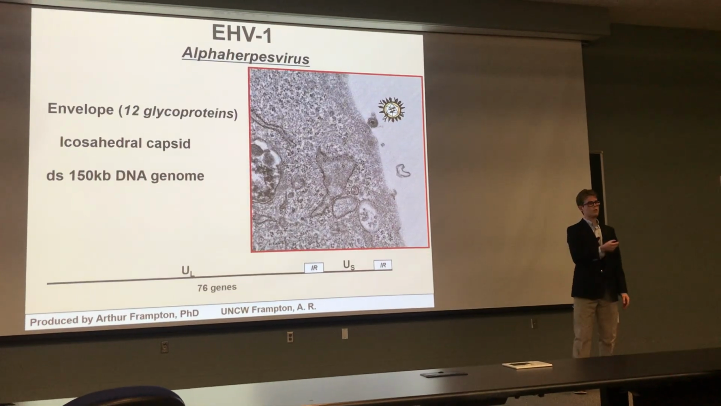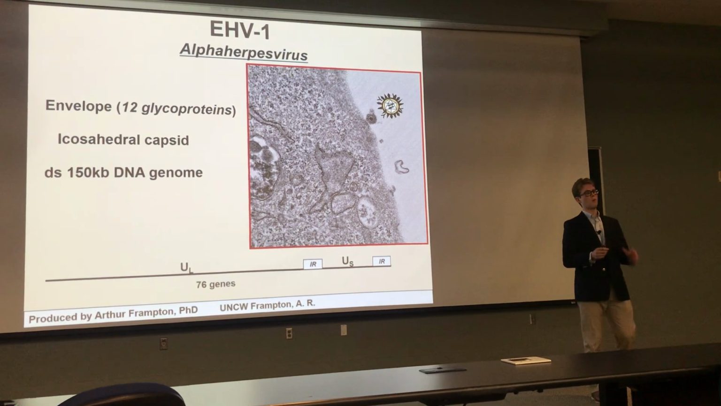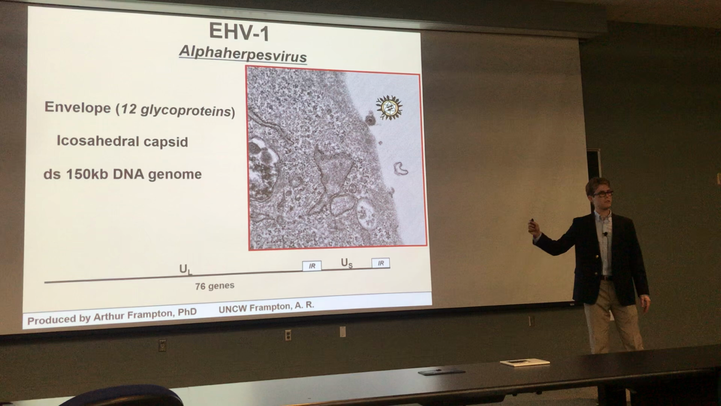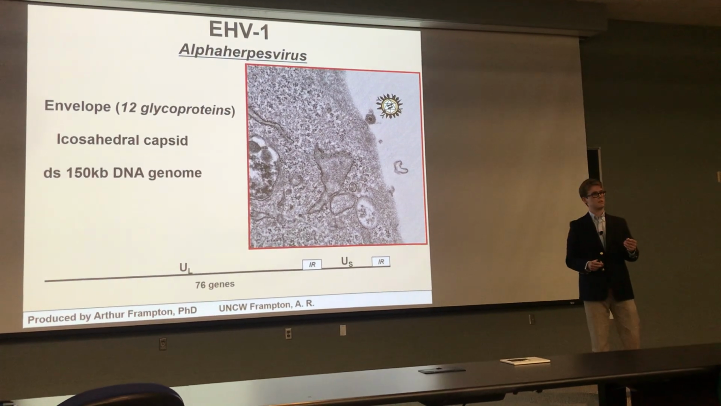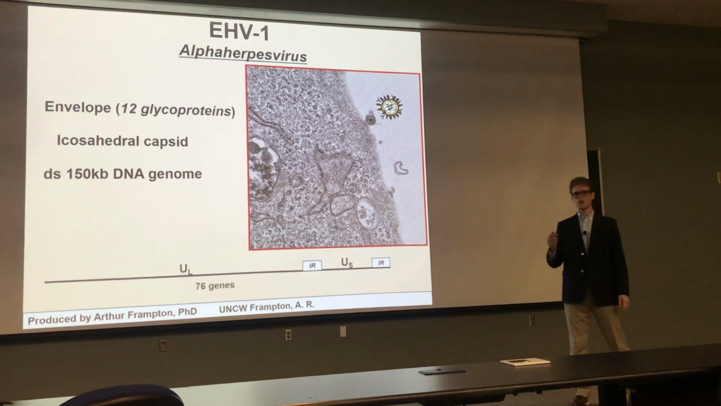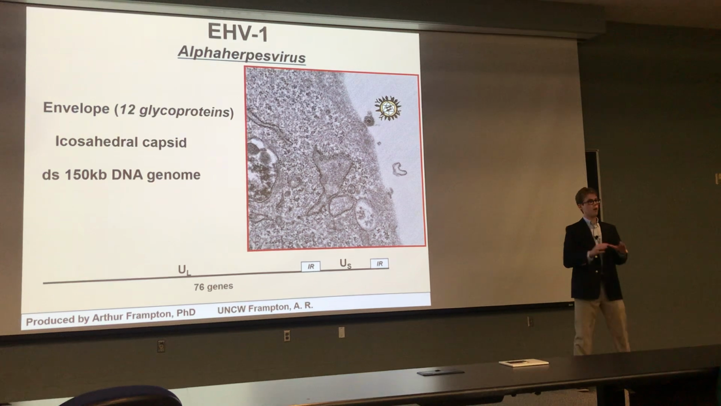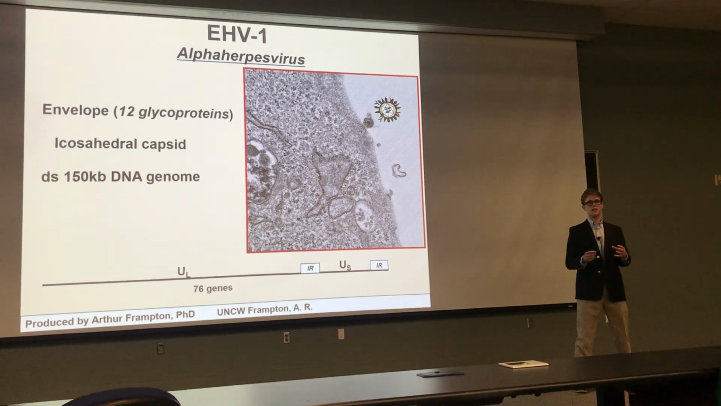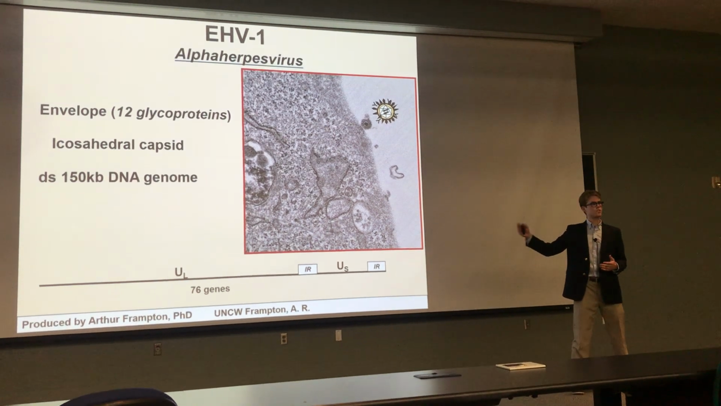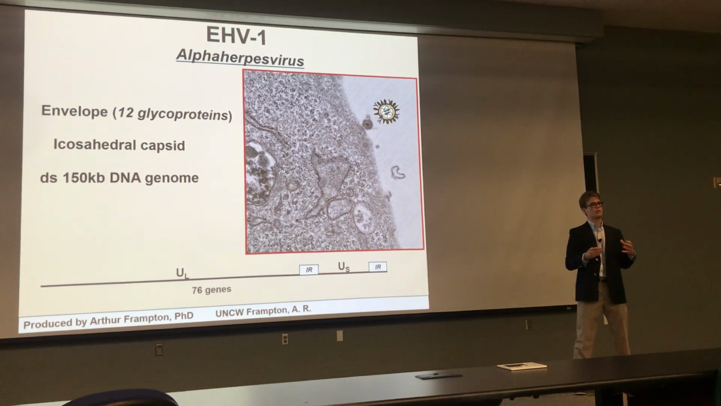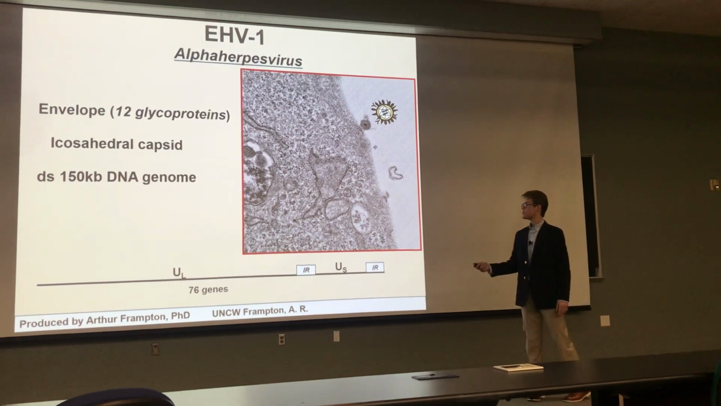So the virus that we used as an oncolytic agent while conducting our research was equine herpes virus type 1. Now, this is a member of the alpha herpes virus family. Other viruses in this family are the human herpes simplex viruses and the chickenpox virus. This is an enveloped virus with 12 glycoproteins. It has an icosahedral capsid that encloses the genome, and it has a fairly large genome in terms of viruses of about 150,000 base pairs. It also comes with 76 genes.